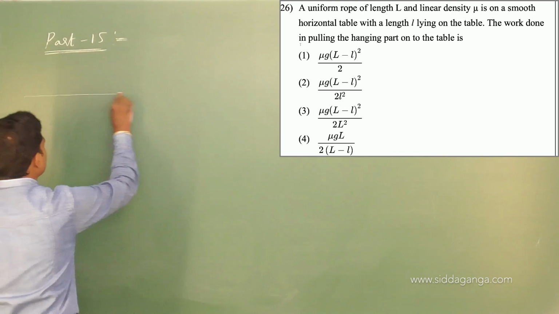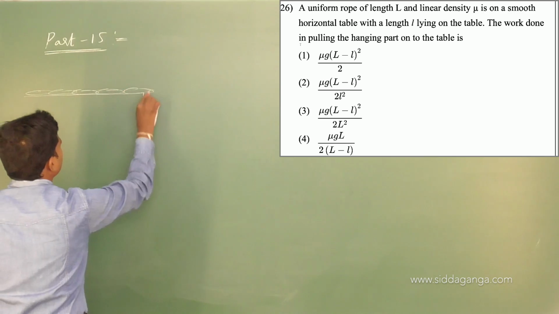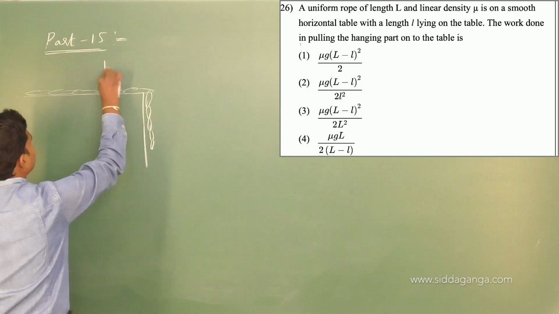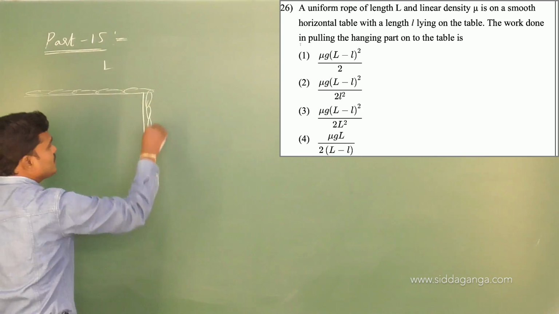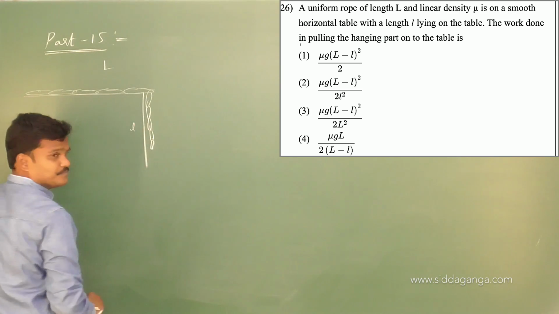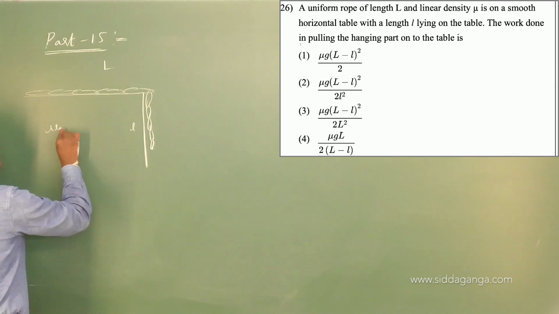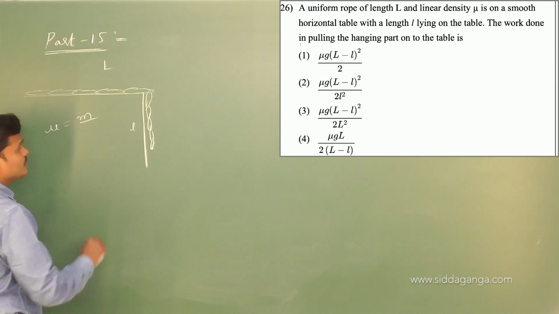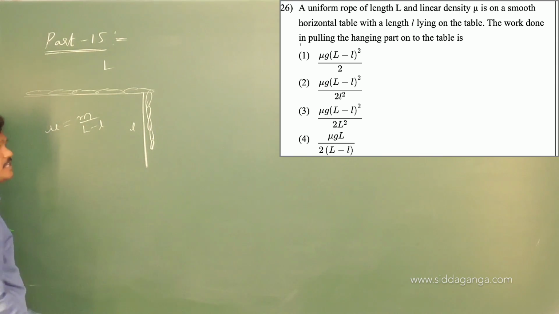See, this is the chain. The total length of the chain is L. Now our target is to find the work done in pulling this hanging part. What is this hanging part? The hanging part length is given as l. Anyhow, we know mu is equal to mass by length. Mass by length means L minus l. The remaining part of length is how much? L minus l.